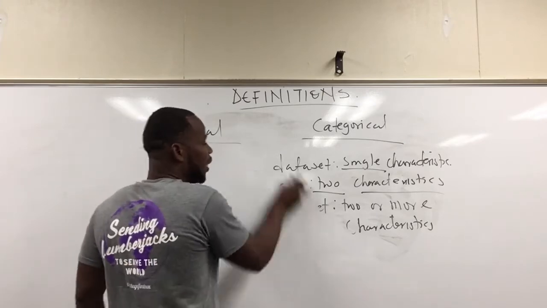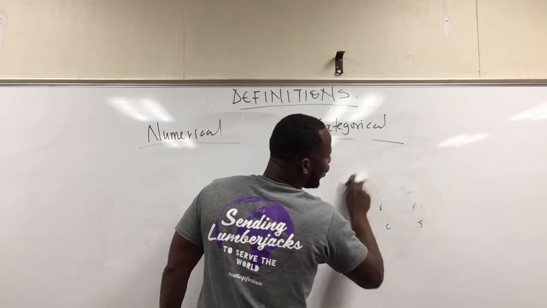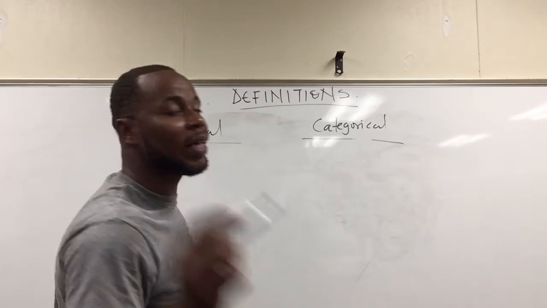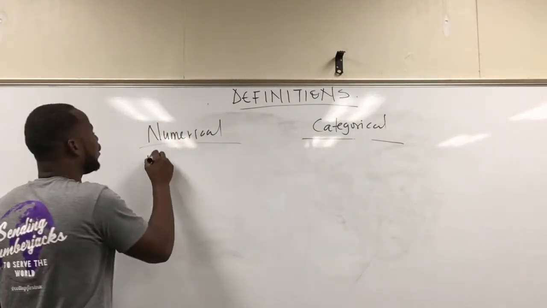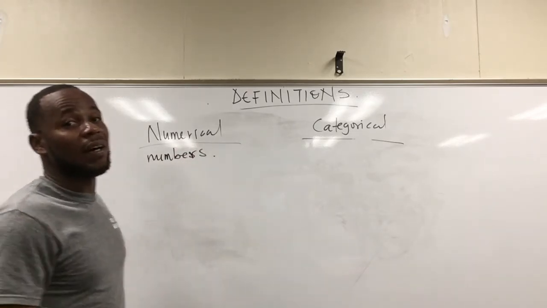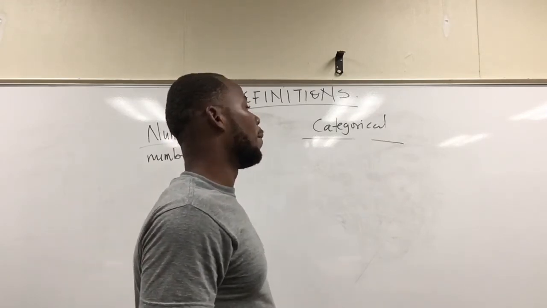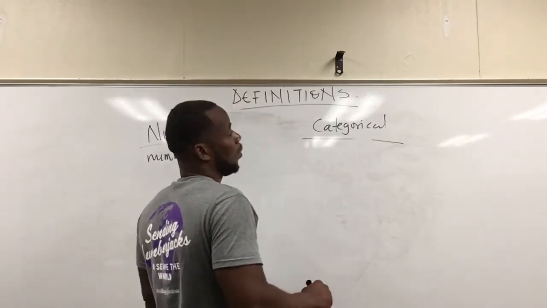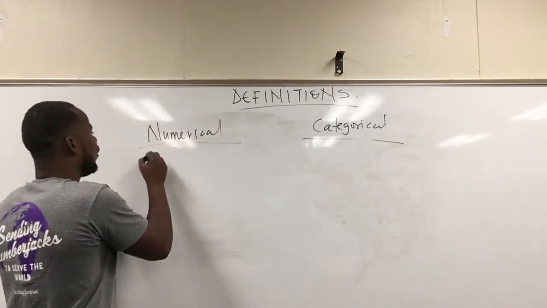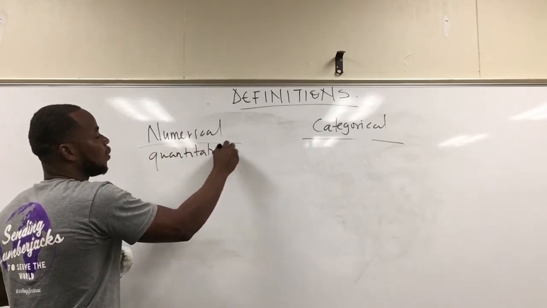Now that we know that there are different kinds of data sets, univariate, bivariate, and so on, let's look at numerical and categorical. Numerical data sets are data sets that involve numbers. That's the difference. Categorical does not involve numbers. They are mostly, maybe, gender. Numerical is quantitative. Quantitative means numbers.